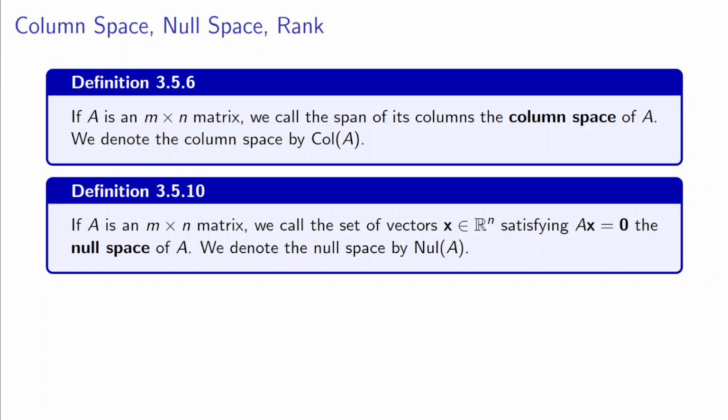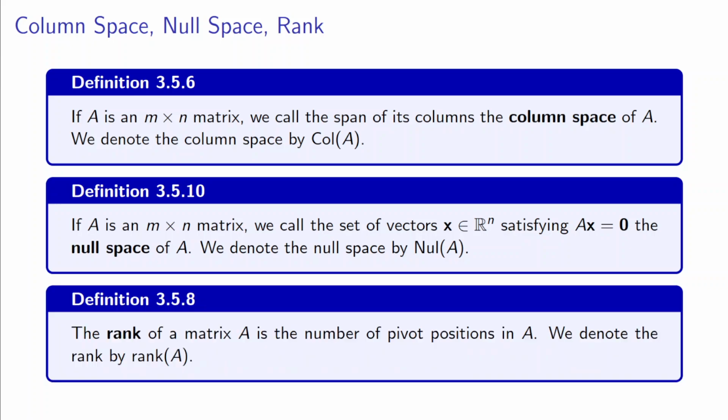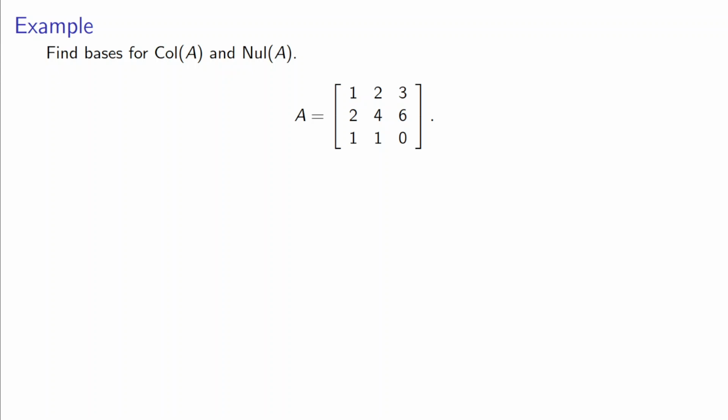And then we're going to add an additional definition. So we say that the rank of a matrix A is the number of pivot positions in A. We denote that by rank of A. We're going to see how that connects to these ideas of column space and null space in this video. To begin, let's explore a few examples.